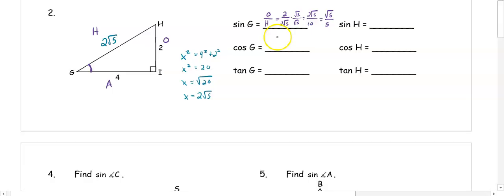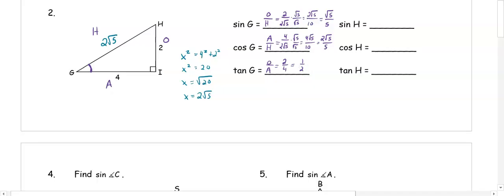Our cosine of angle G is adjacent over hypotenuse. So we have 4 over 2√5. Again, we need to rationalize. So we get 4√5 over 10, which is going to simplify to 2√5 over 5. And then we have our tangent, which is opposite over adjacent, 2 over 4, which reduces to 1/2.